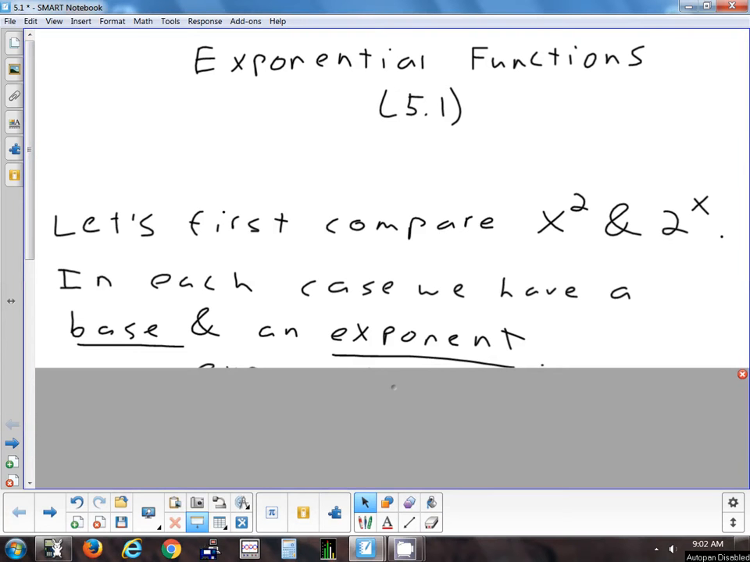So between the two that I have here, x squared and 2 to the x, does anybody know which one of those is the exponential? Priya? 2 to the x. Yep.